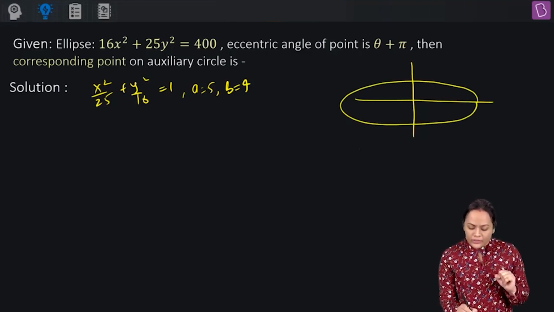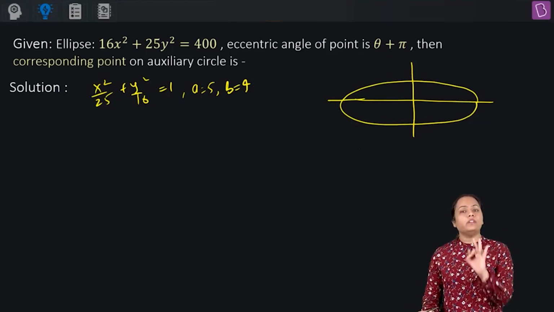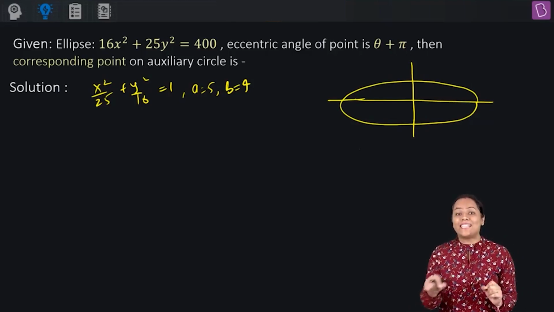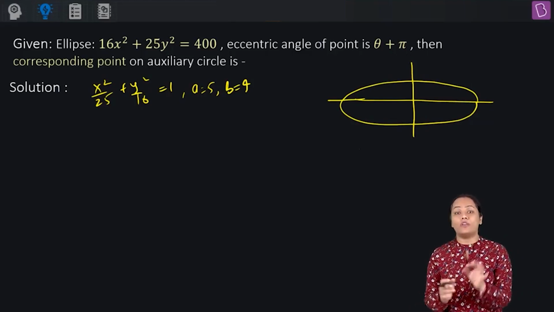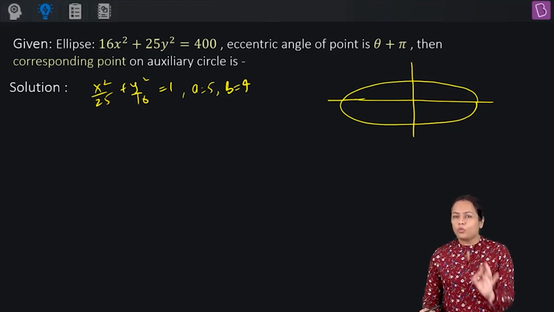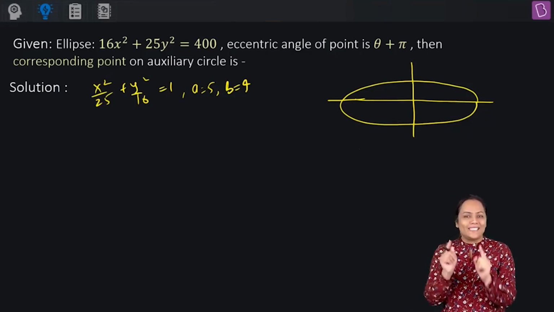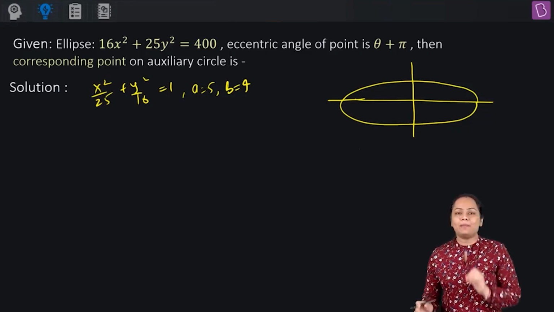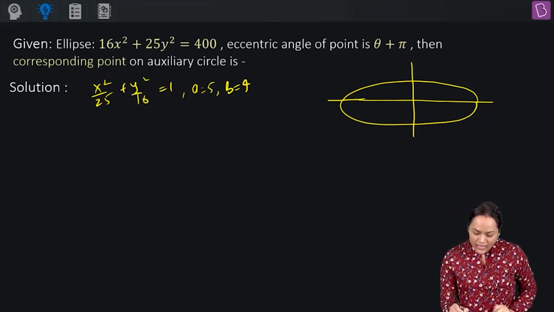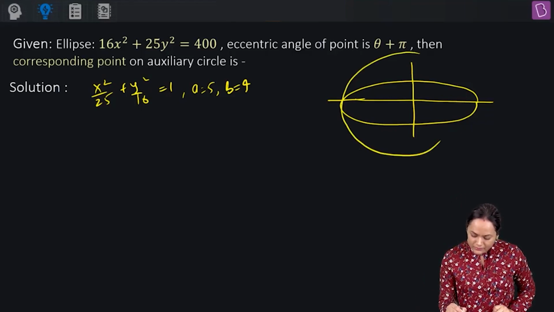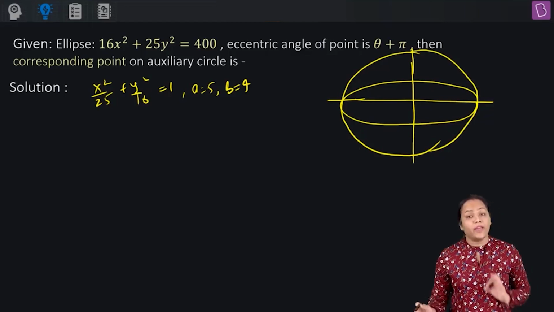Now there is an auxiliary circle. The auxiliary circle is a circle which will have the same center as that of the ellipse. Right? And what is the radius of that? Well, the radius of the auxiliary circle is nothing but the length of the semi-major axis. That's correct. So I'll have an auxiliary circle like this. Okay. This much is known to you very well.